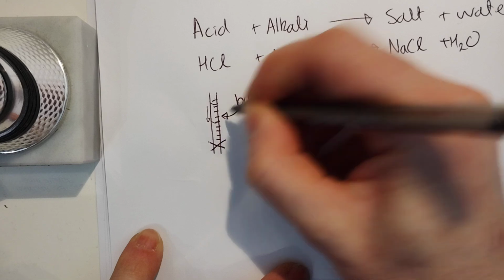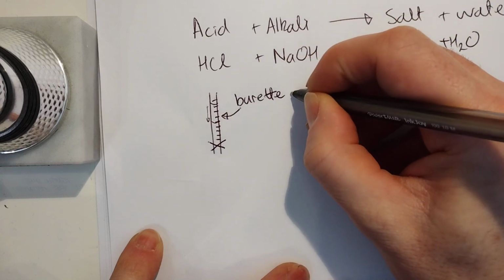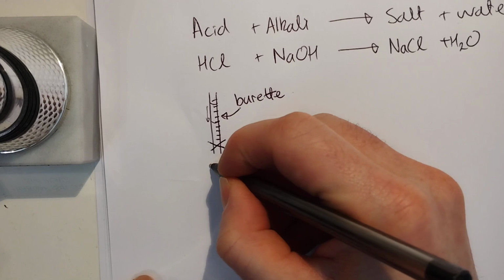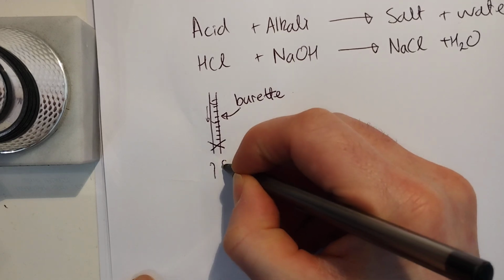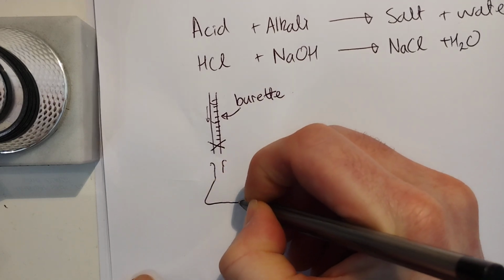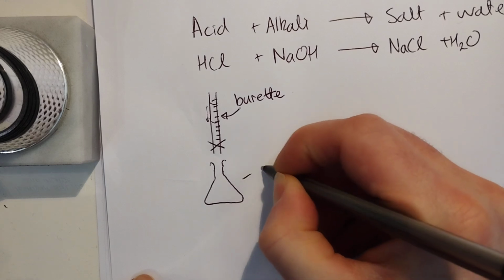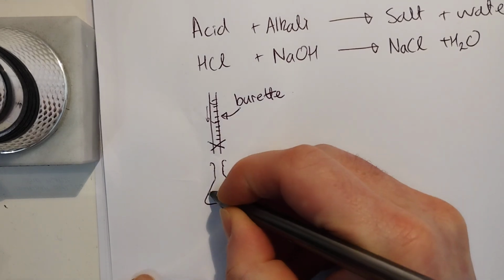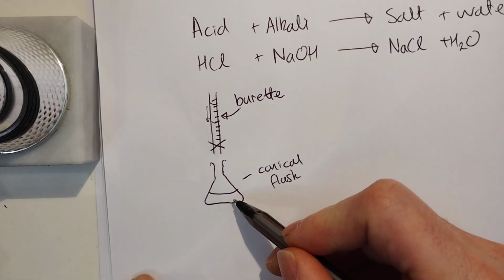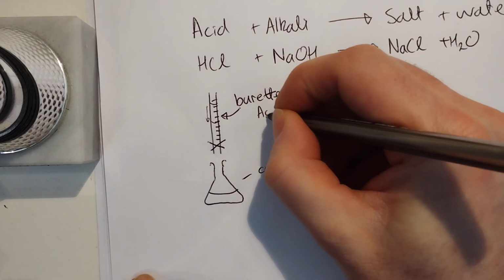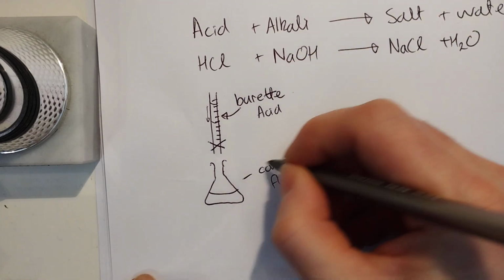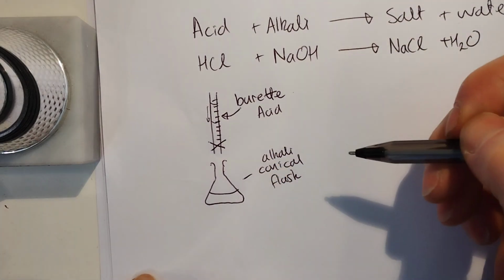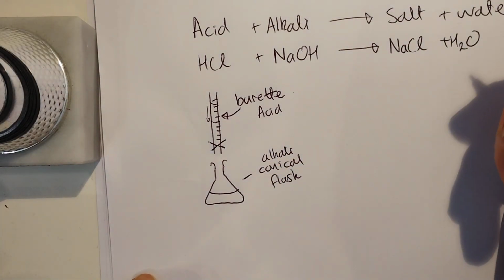This is the burette. Normally you put the acid in here, but you can put the alkali in here as well, it wouldn't matter. And you're going to see this when we look at the questions. There's going to be a conical flask down at the bottom. This is a conical flask, and this contains the other chemical that we're reacting. For example, you might have an acid in the burette, and you would put the alkali in the conical flask. You could put it the other way around.